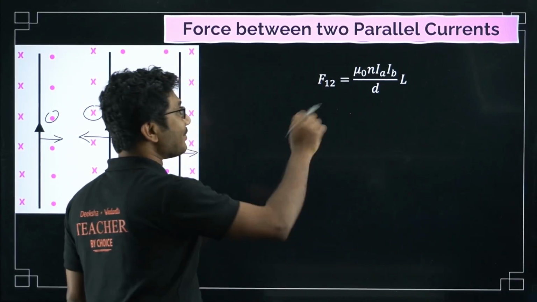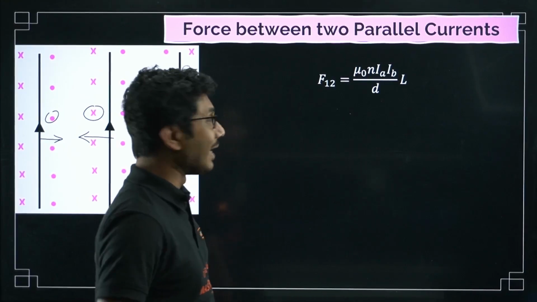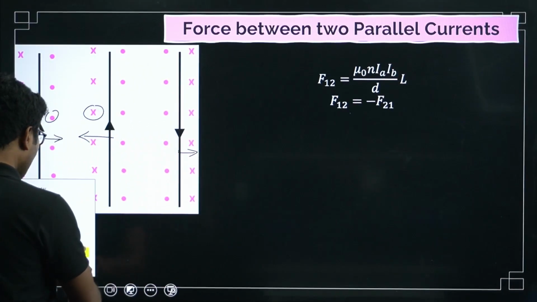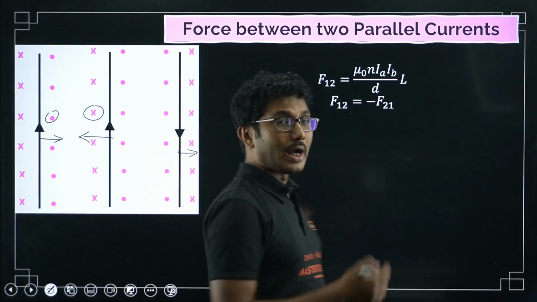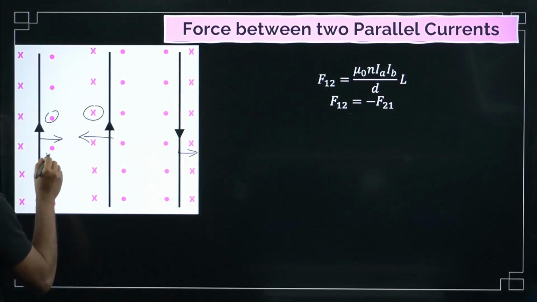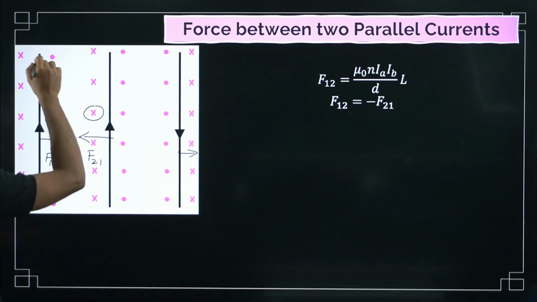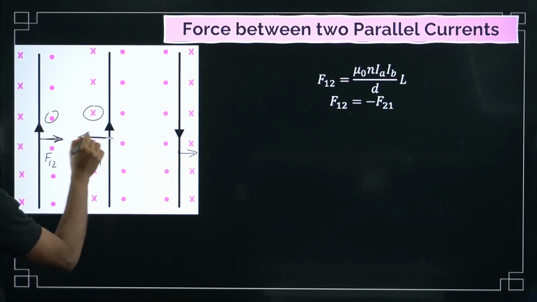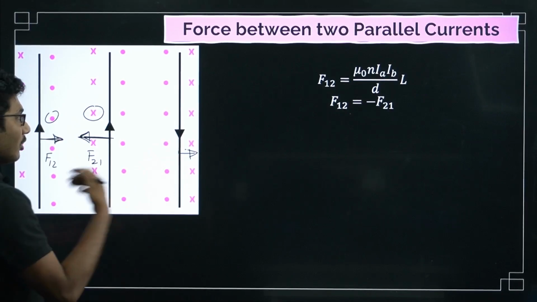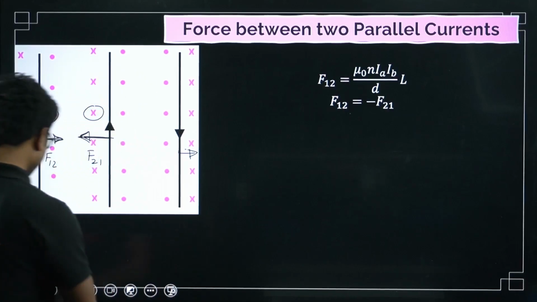So the force between them is basically given by mu naught n Ia Ib by d into L. L is the length of the wire that you have to consider. Now let's move on to the force between two wires. If you consider this as wire number 1 with F12, and this as wire number 2 with F21, then these two forces are equal and opposite in direction. Whether the currents are parallel or anti-parallel, it is always opposite in direction. That is why it is written with a negative sign, right?